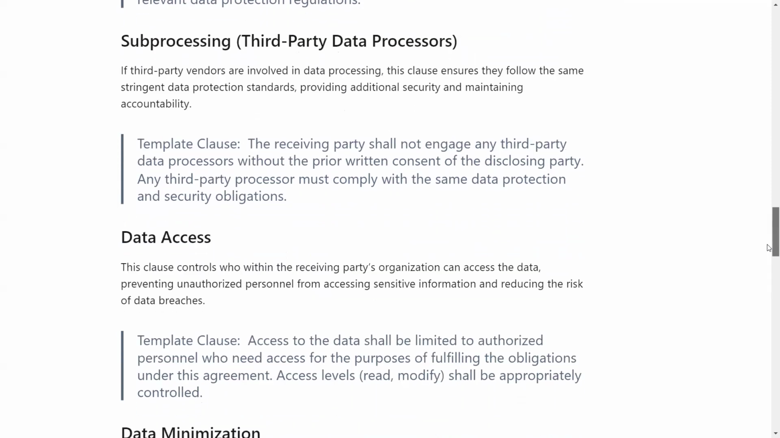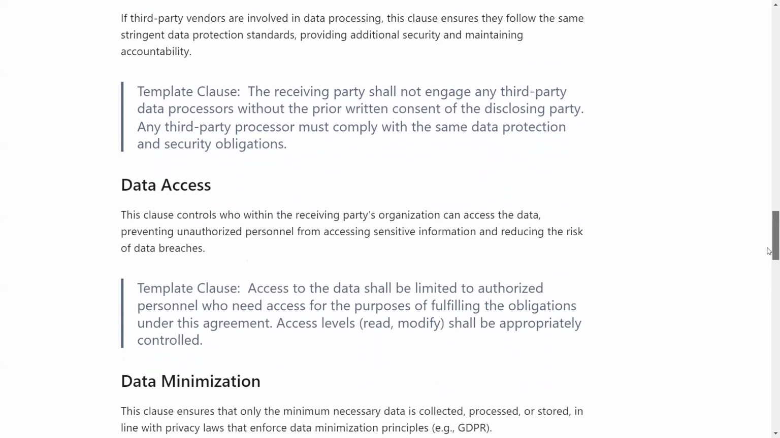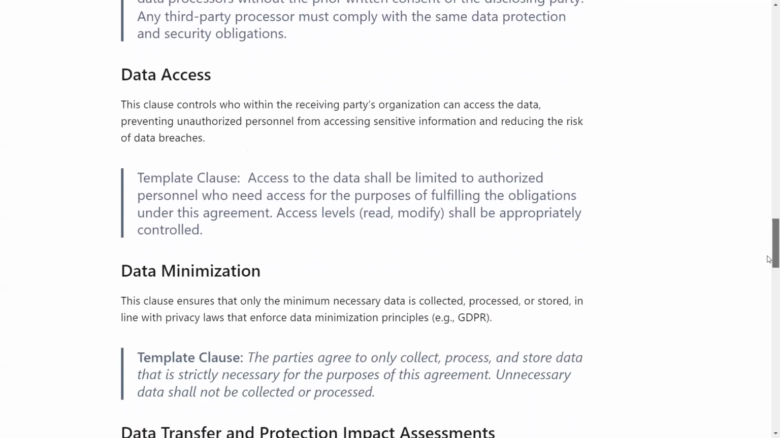Template clause. The receiving party shall not engage any third-party data processors without prior written consent of the disclosing party. Any third-party processor must comply with the same data protection and security obligations. Next, we have data access.